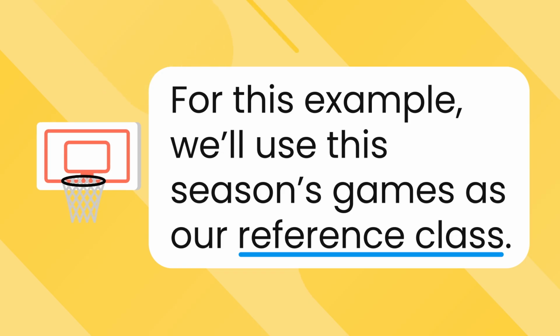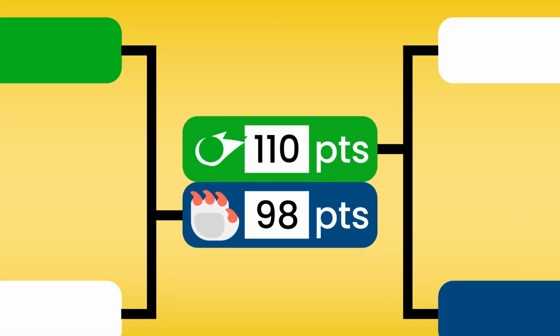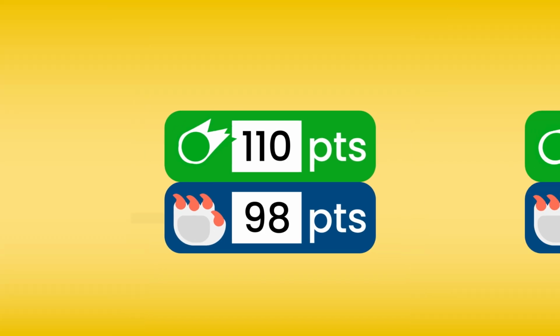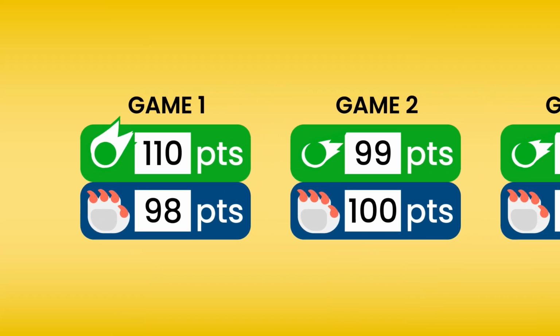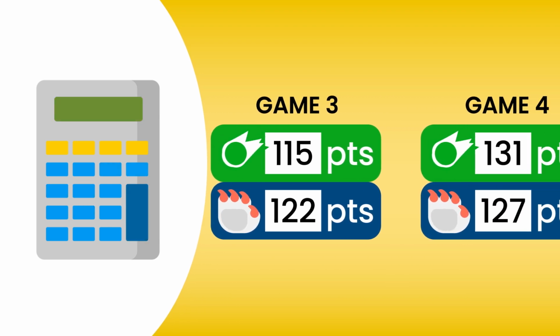Once you identify your reference class, you'll want to jump into identifying the necessary base rates. First, you'll need to look at the base rates for points scored. You can look at all the games the Meteors and Wildcats played against each other this season. To predict how many points each team might score in this next game, you can calculate the average number of points they scored in this season's games.